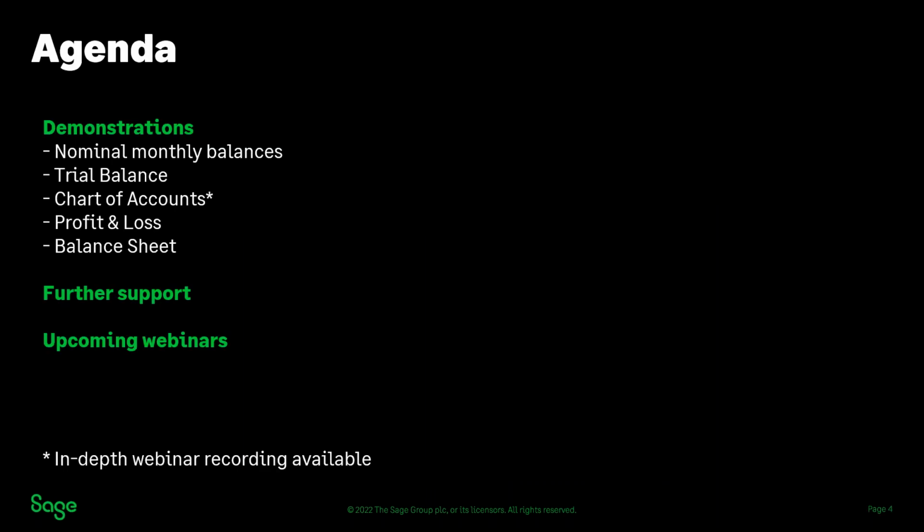Let's have a look at what we're covering. In a minute, I'm going to get stuck straight into some demonstrations. We're going to explain a little bit about the nominal monthly balances, what those are. They basically form the building blocks for your management reports. We're then going to move on to the trial balance, have a quick look at the report and explain how it calculates.